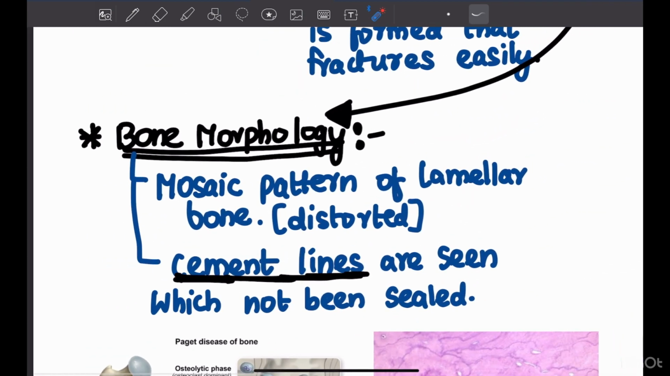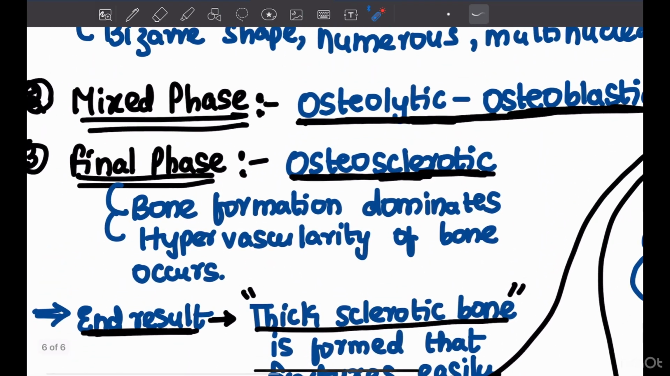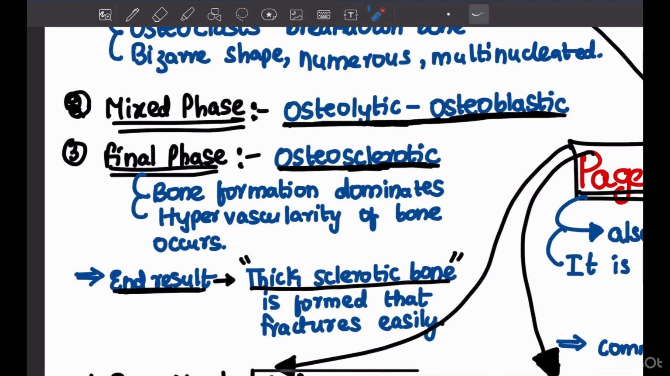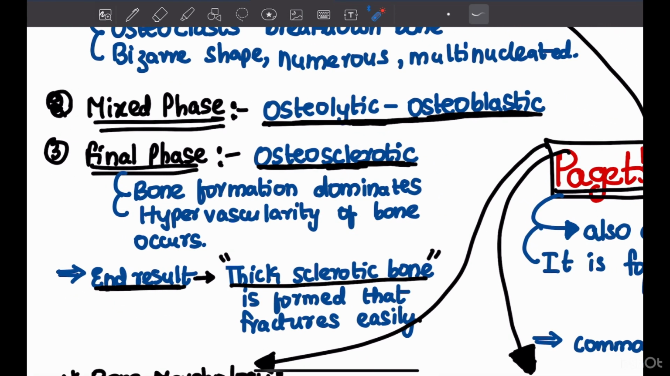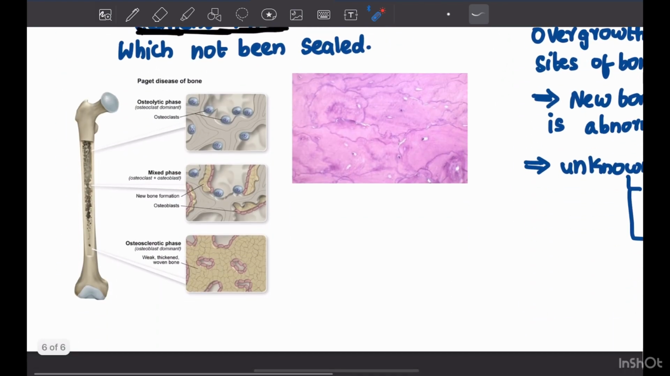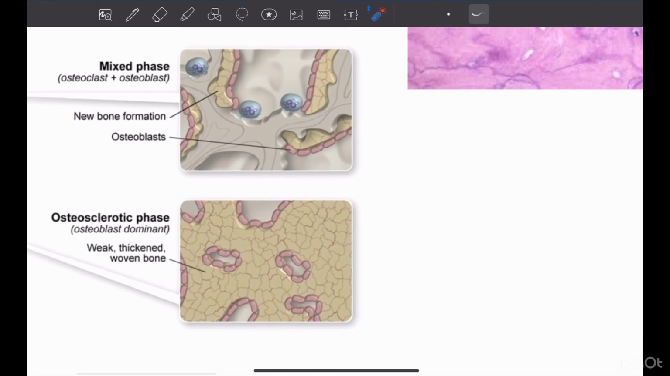Finally, the last phase is the final phase. It is also known as the osteosclerotic phase. New bone formation dominates. Hypervascularity of bone occurs. I will show you the osteosclerotic phase. This is how the osteosclerotic phase looks like. Osteoblast dominant. Weak, thickened woven bone is seen.